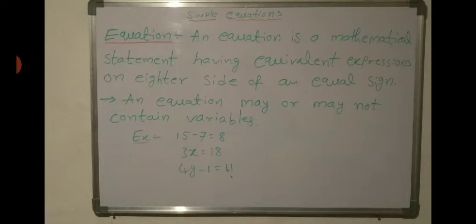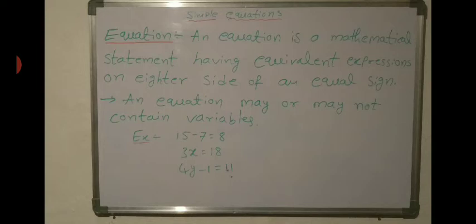In other terms, an equation is nothing but algebraic expressions or numerical expressions on either side of the equal symbol. The algebraic expressions or numerical expressions on either side of the equal symbol will form the equation. Here we have some examples.